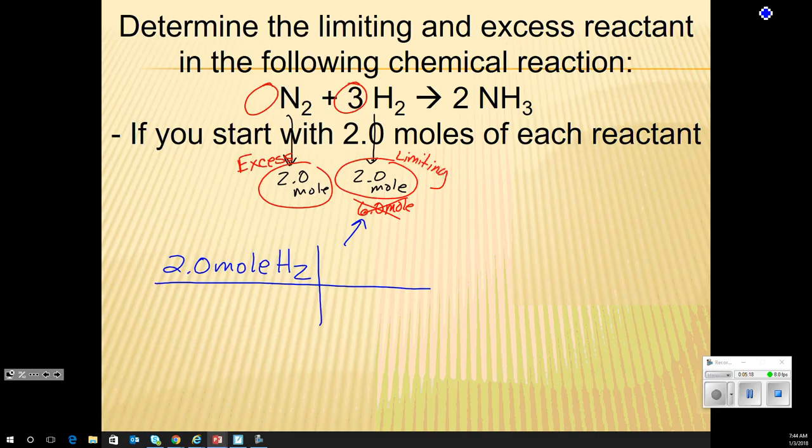Okay? And it says it wants to find out just what the limiting and excess are, I can stop there. But if I wanted to find out how much I could make, I always take my limiting. So I would start with my limiting, which is 2.0 moles of H2. And I could find out how many moles of NH3 I could make by, remember, what I want to get rid of goes on the bottom. So I have moles of H2. I look up here, and there's 3 moles of H2, so it would go on the bottom. And I put what I want to go to, which is the 2 moles of NH3, on the top.